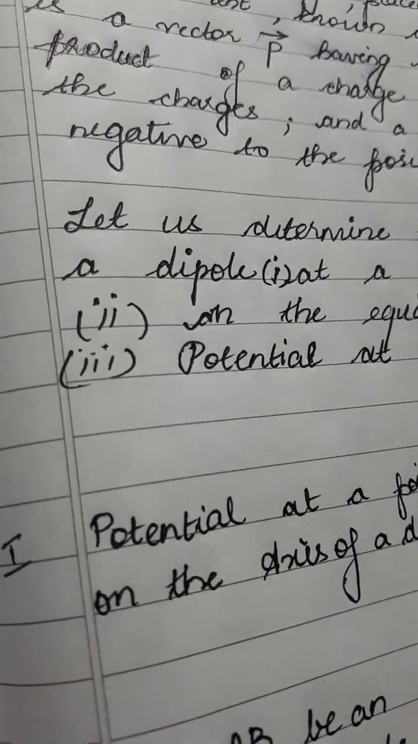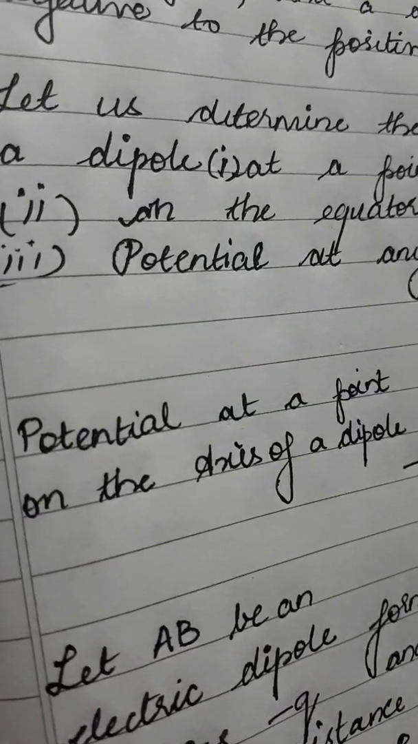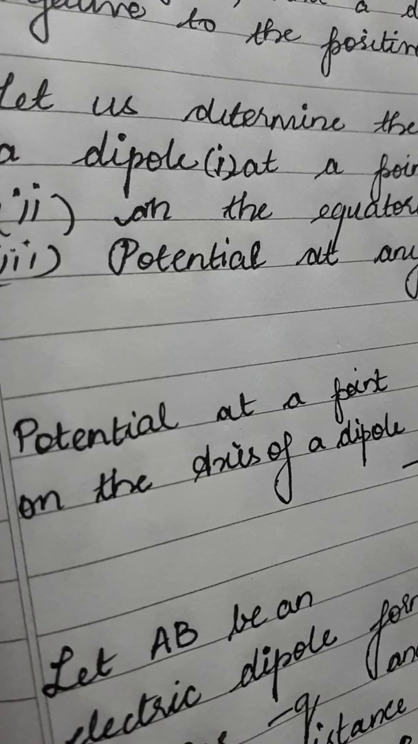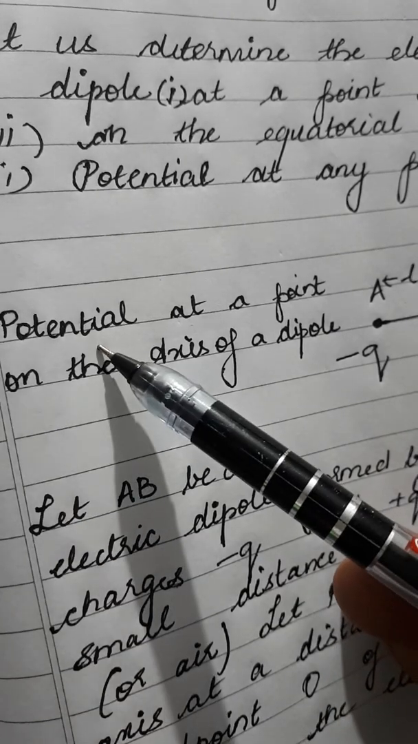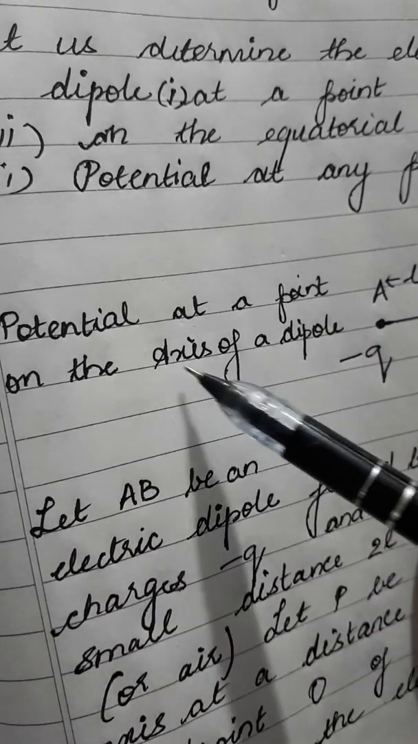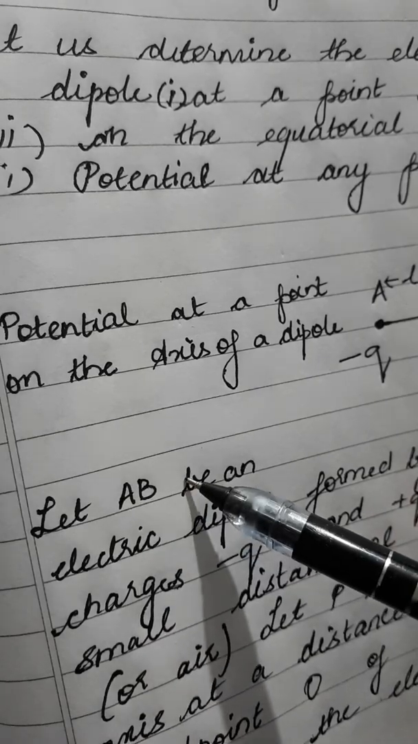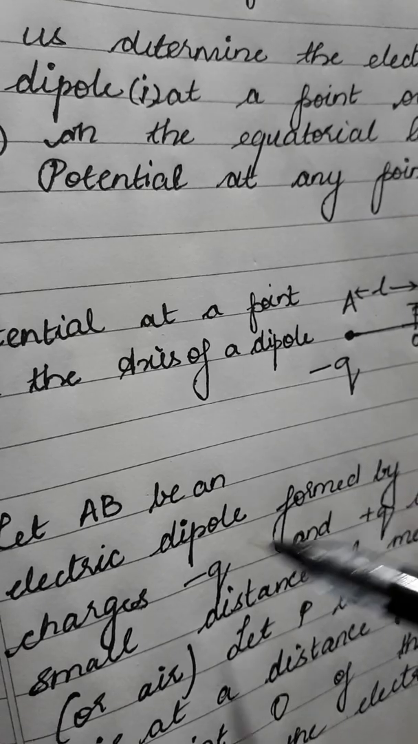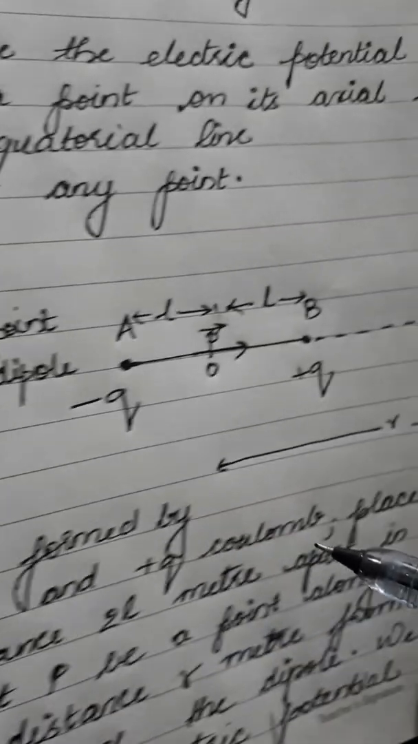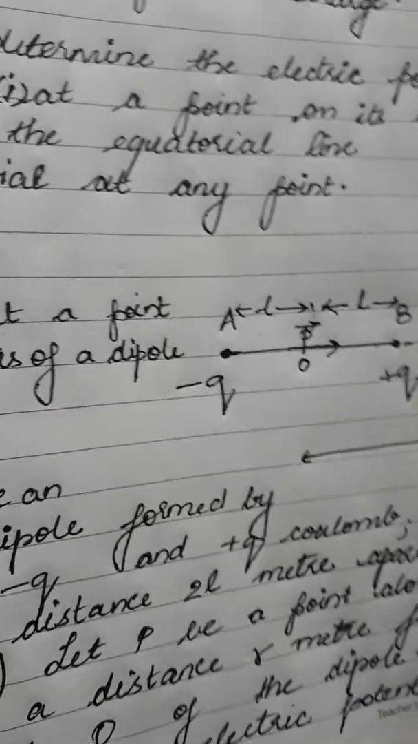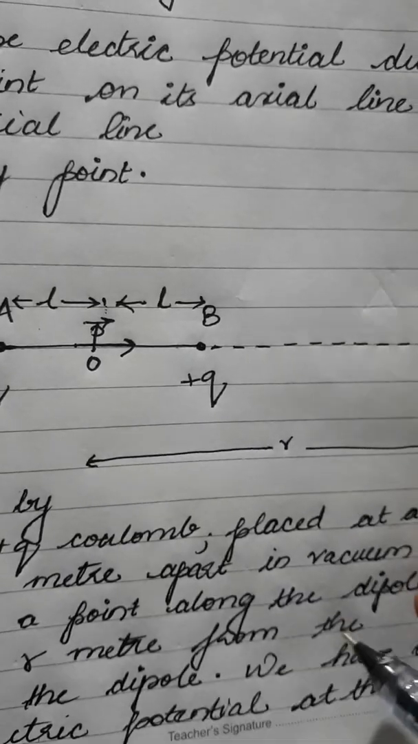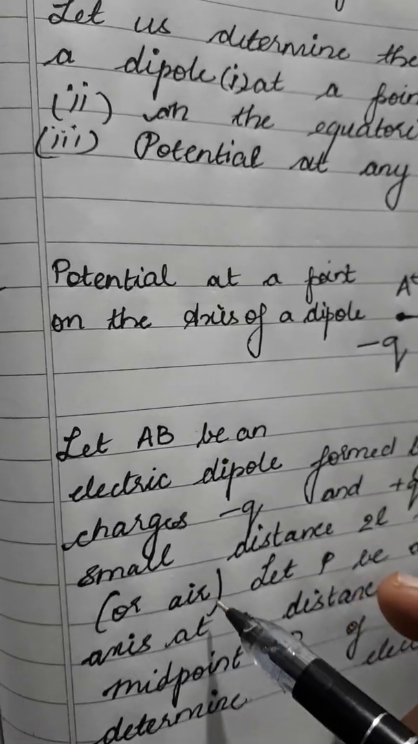So now we start with the first case, that is potential at a point on the axis of a dipole. Let AB, this is what we are going to find out, potential at a point on the axis of a dipole. Let AB, which we have already seen, let AB be an electric dipole formed by the two charges minus Q and plus Q coulomb, placed at a small distance 2L meter apart in vacuum or in air.